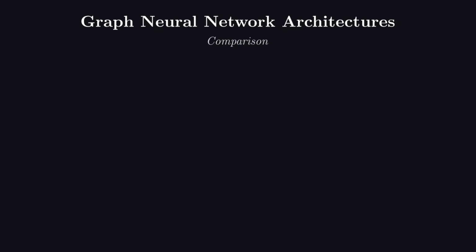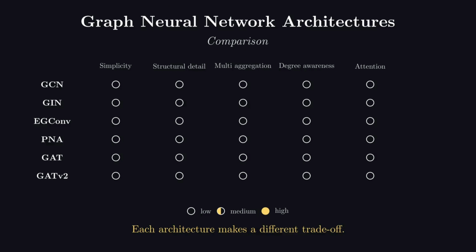Now we can compare the architectures side by side. The circles are a compact way to show tendencies. An empty circle means low, a half-filled circle means medium, and a full circle means high. These are not absolute scores. They are meant to show the main trade-offs between the architectures.